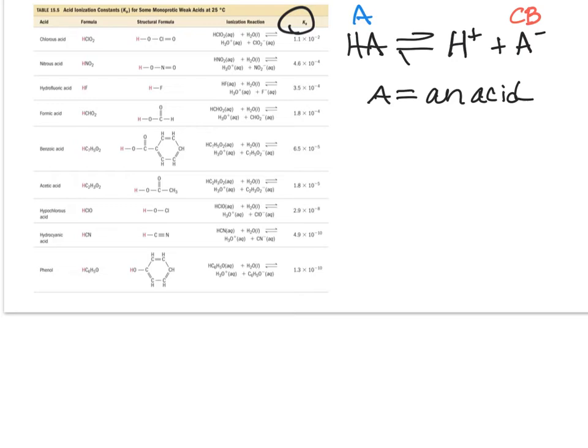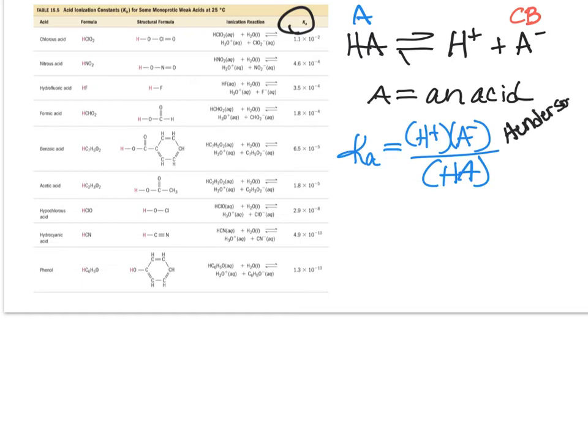I could write the equilibrium. Ka is equal to hydronium concentration times the concentration of the conjugate base over HA. We're going to look at some calculations with this particular version of pH formulas. It's called the Henderson-Hasselbalch. And that's some of the problems that we'll do in Chapter 16. But in the meantime, let's take a look at 2 different acids here.